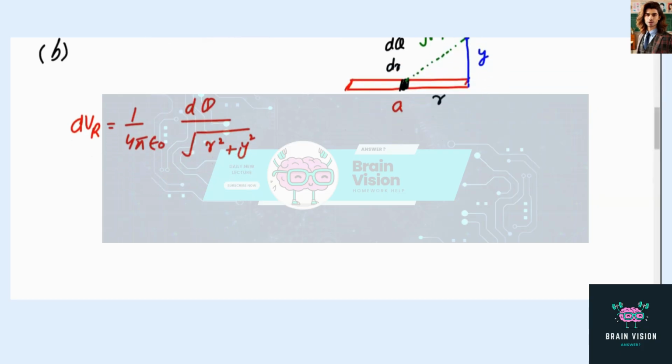Again we can write the charge on the small portion equal to the total charge on the rod divided by length of the rod, that is the charge density, which is defined as charge per unit length, into length of the small portion.